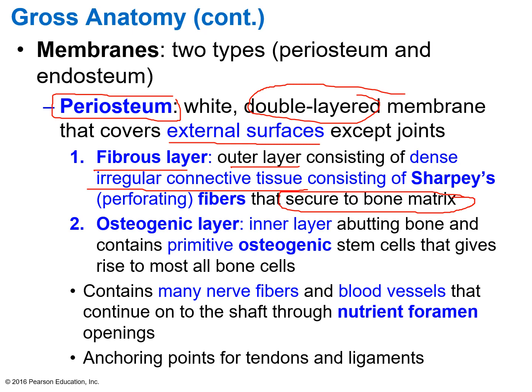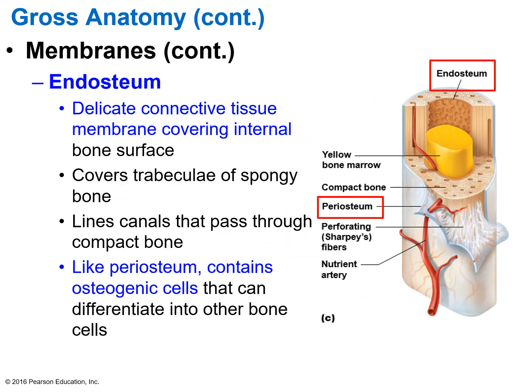And then the inner layer is the osteogenic layer. And the osteogenic layer, as the name indicates, means that there are lots of osteogenic stem cells found within this layer that can eventually give rise to all the different bone cells that are needed for bone growth as well as bone maintenance. You will also have connections to the nerve fibers and the blood vessels within the periosteum. And this membrane, in addition to providing protection, is also an excellent anchoring point for different tendons as well as ligaments.